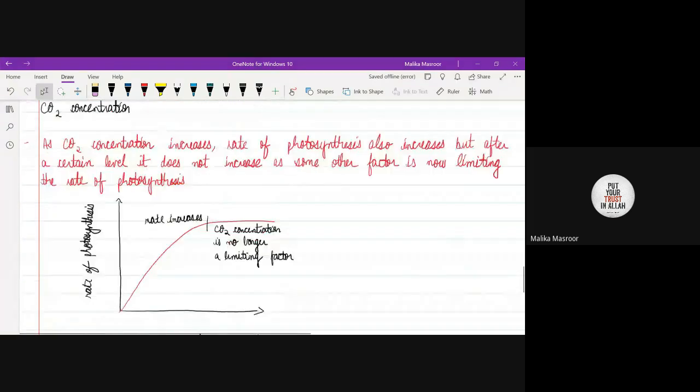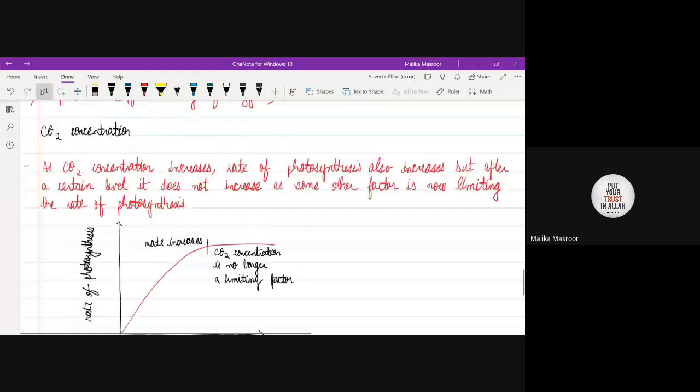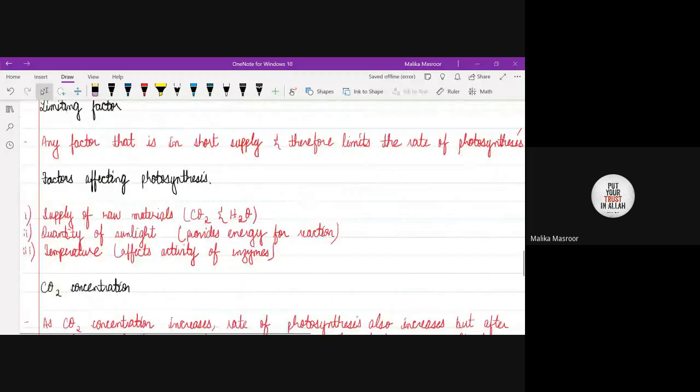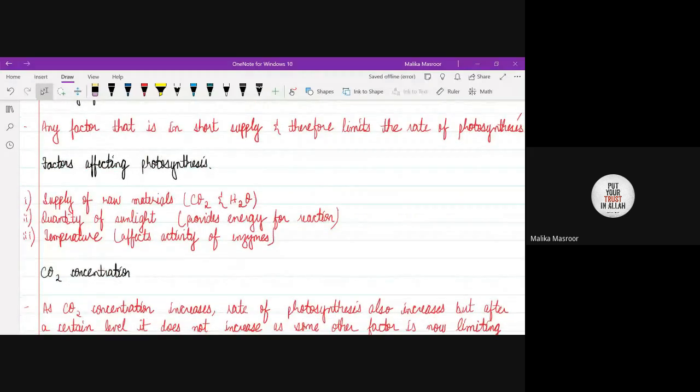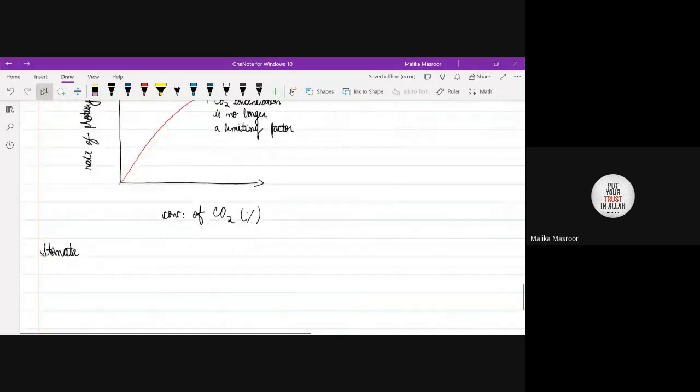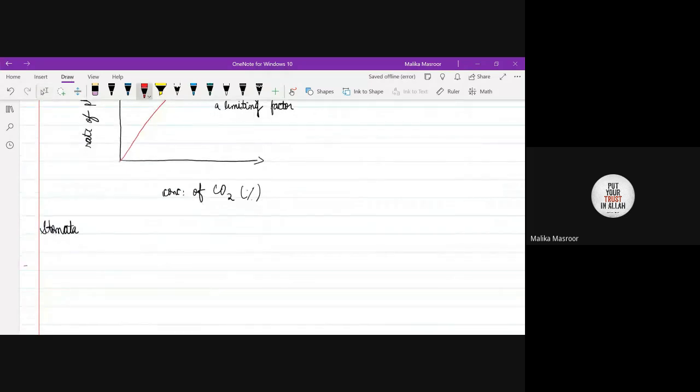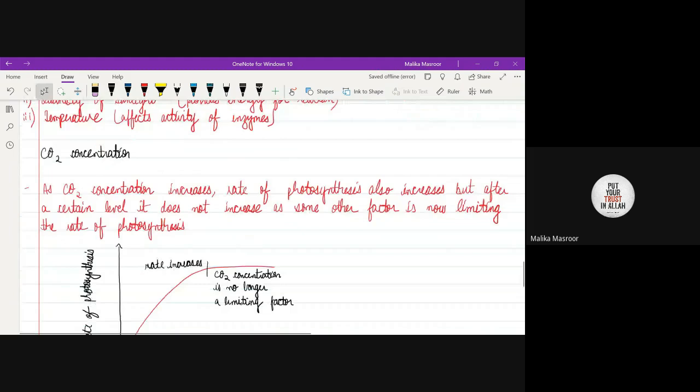Actually, this should have been the first one. Anyways, I'll shift it. If you haven't written, please write stomata first. Or if it's otherwise, number it. This is number 1 and this is number 2. I'll just shift it.